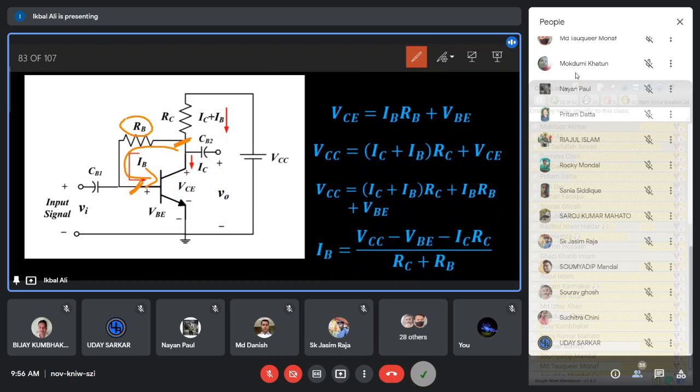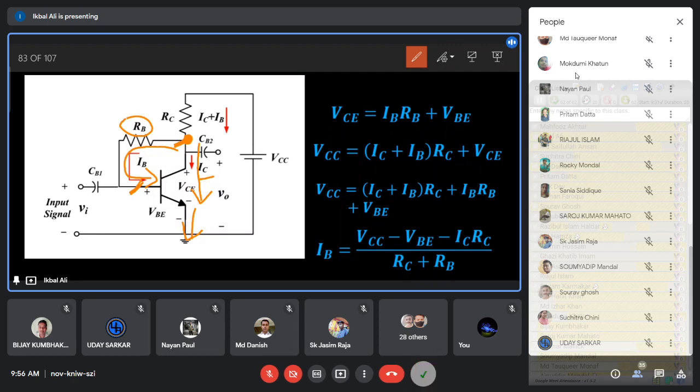And through resistance RC, from this collector point, a collector current will flow in this way. And that is IC. You see that IC is written here. The red arrow in the downward direction is the collector current flowing through the transistor between collector and emitter. So the emitter current will be the summation of the collector current plus the incoming base current. So this is the current equation.